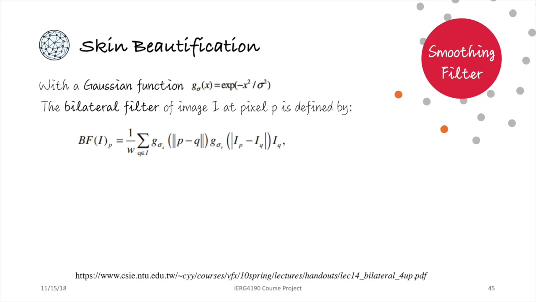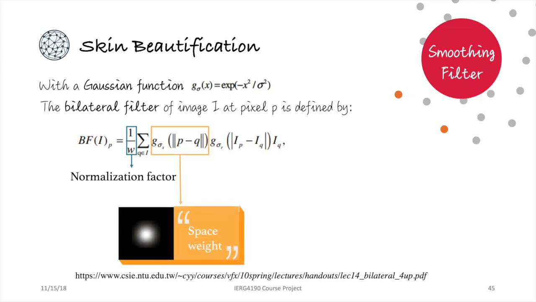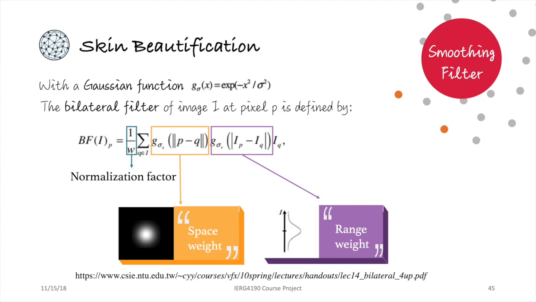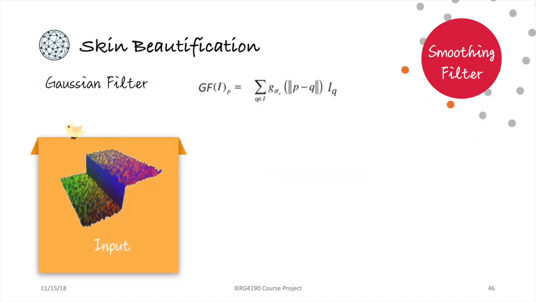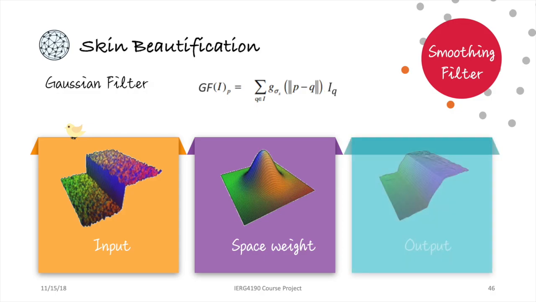Look at the function. It consists of a normalization factor, a space weight filter, and a range weight filter. The space weight factor is the same one used by the Gaussian filter. The range filter takes into account the difference in intensity between the neighbor pixel and the evaluated one. The Gaussian filter is done by convolving each pixel with a Gaussian kernel and then summing them all to produce the output. The space weight will look like this. Note that after the Gaussian filter, the edge was blurred.